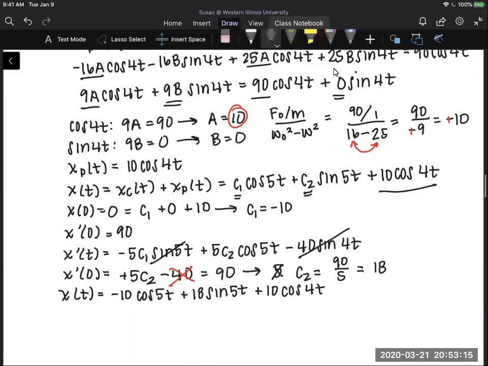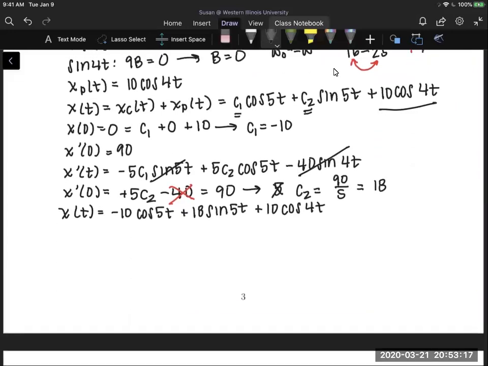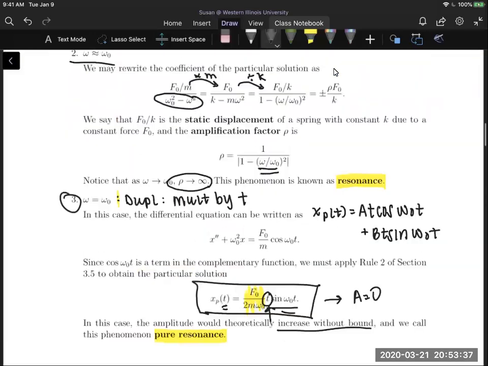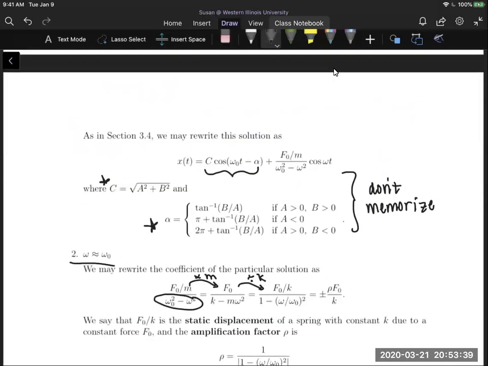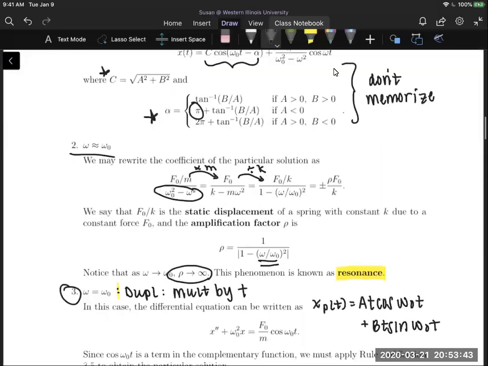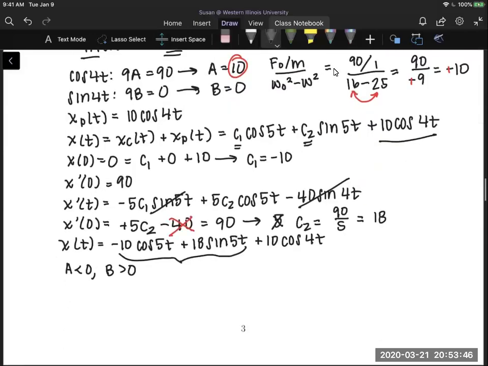Now remember, the book told us to express this as the sum of only 2 oscillations. So we want to condense these first 2 terms. So we have A is negative, B is positive. So I'm going to scroll back up to our definition of alpha so that we can identify what alpha is. When A is negative, we need to add pi plus the tangent inverse of B over A. All right, so let's keep that in mind.